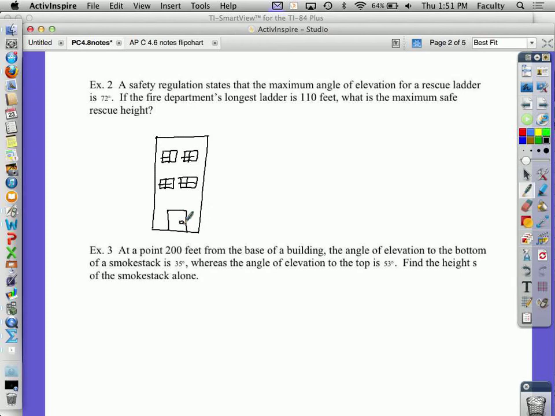So there's our building. And I have an angle of elevation of 72 degrees, so it's from the horizontal looking up. This is my ladder. It's 110 feet. And I want to know what's the maximum safe rescue height. So let's call that x.